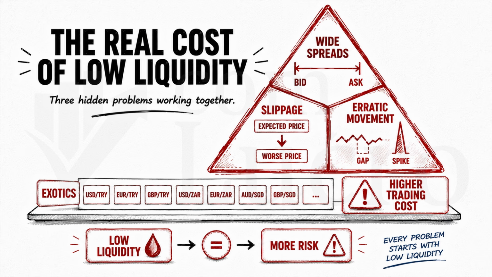Wide spreads, so you pay more just to get in. Nasty slippage, so you get worse prices than you asked for. And erratic, gappy movement, so the chart itself is harder to read and quicker to punish a mistake. That's the exotic shelf we warned you about last time, and now you know exactly why we did.